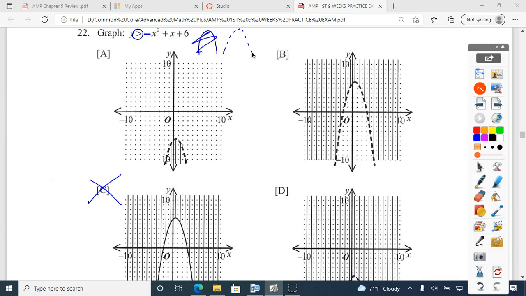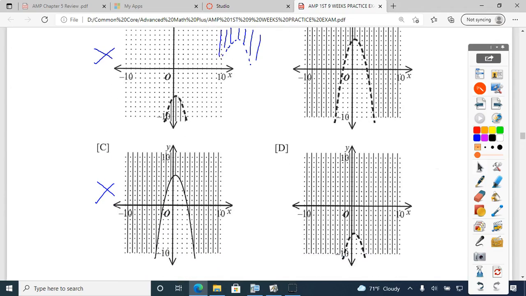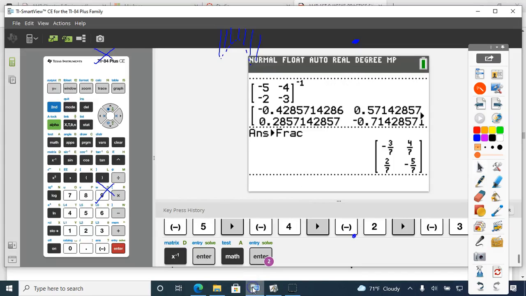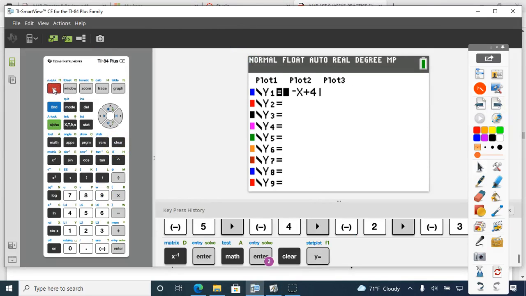However, greater than means I shade above. So if you shade in above, it's going to look like this. So that means it can't be A. We already said it can't be C. It has to be either B or D. Okay, it's got to be one or the other, B or D. We just have to graph it and figure out which one it is. Is the vertex above the x-axis or is it below the x-axis? That's basically what we're trying to figure out. And so we're just going to graph it real quick. So go to y equals, clear all that out. Y equals, type in what we got.